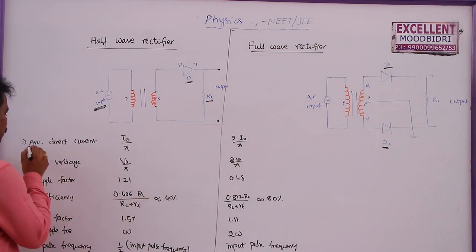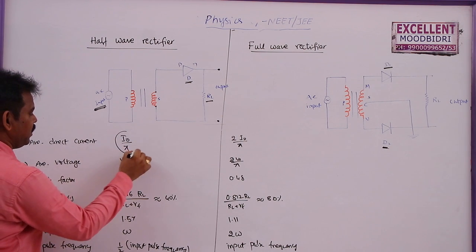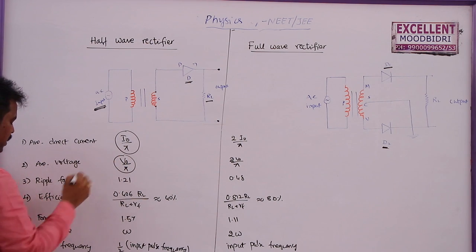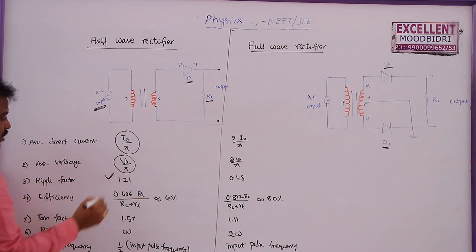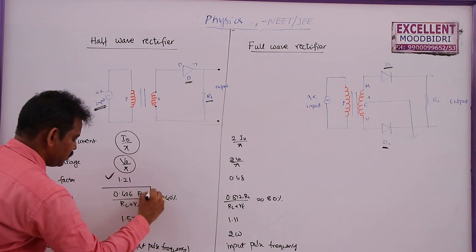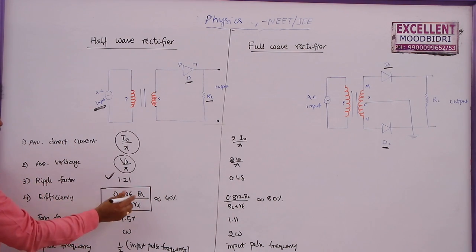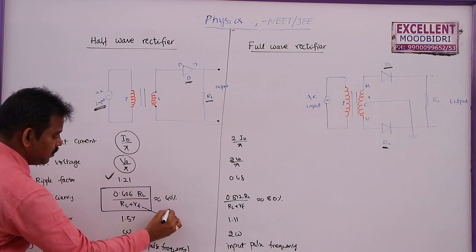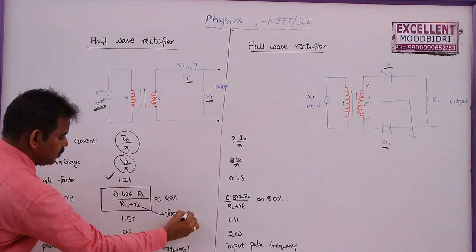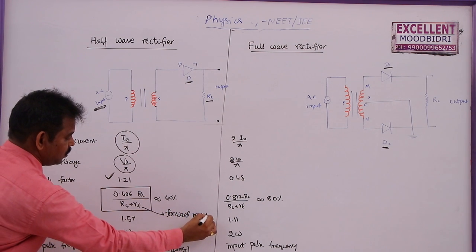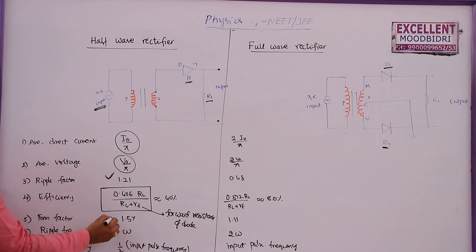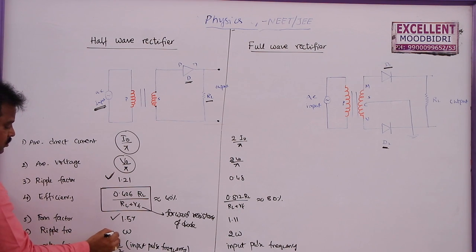After this, the average direct current is given by I naught by pi in a half wave rectifier, and the average voltage is V naught by pi. The ripple factor is 1.21 here. The efficiency is very, very important, this formula: 0.406 times load resistance by load resistance plus RF, where RF is the forward resistance of the given diode. The form factor here is 1.57, the ripple frequency is omega, and the pulse frequency is half of the input frequency.